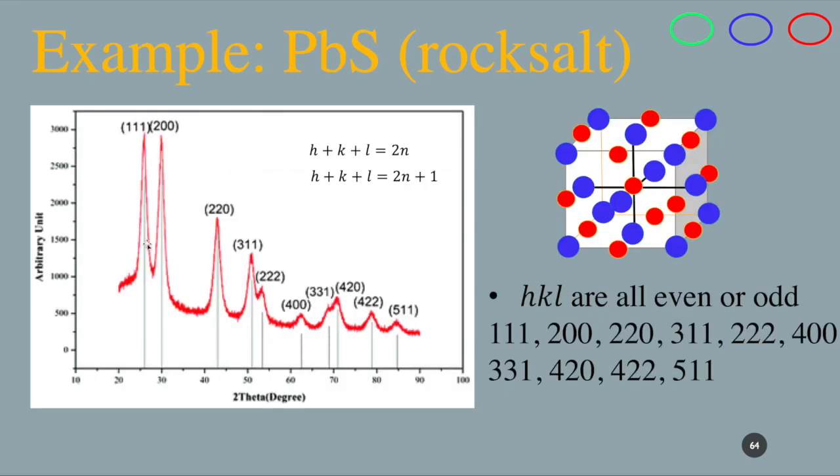Now let's go to the real example. As expected, only the peaks that have HKL all even or all odd, like 111, 200, 220, 311, 222, 400 planes, appear here. This is the XRD of lead sulfide, which also has the rock salt structure. Normally, as theta goes this side, the intensity decreases. But you see the 200 has a sharp peak, its intensity is quite large, right? That can be explained, again, for 200, you have 2 plus 2 plus 0 is 2N. When you have 2N, the intensity is slightly more compared to when you have 2N plus 1.